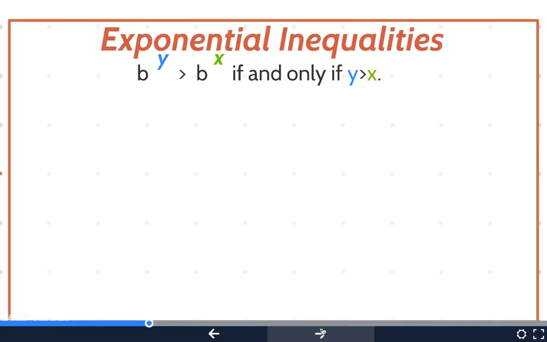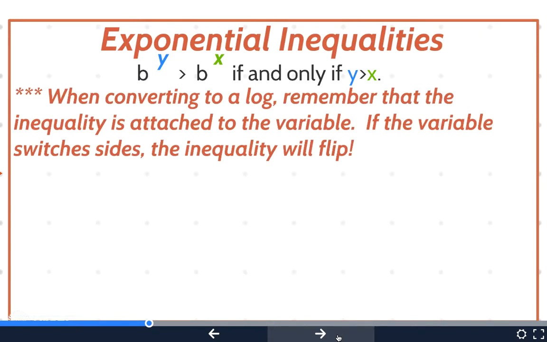Okay, so if you notice, we are now throwing inequalities into the mix. You actually solve these the same way that we solved the previous two slides. We're going to have some cases where we can get the same base on both sides, which means you can drop your exponents down and your inequality symbol down. So if b to the y is greater than b to the x, that means that y will be greater than x. On these, if you can get the same base on both sides, you will use this rule.